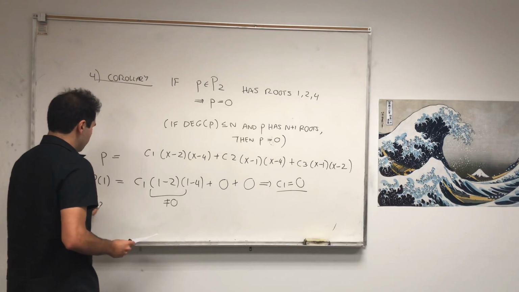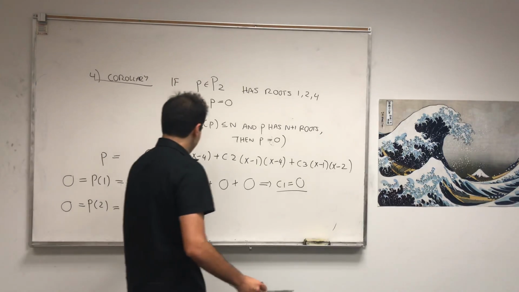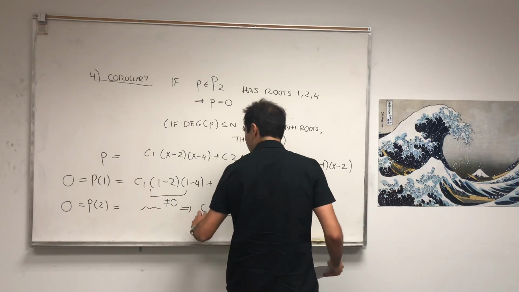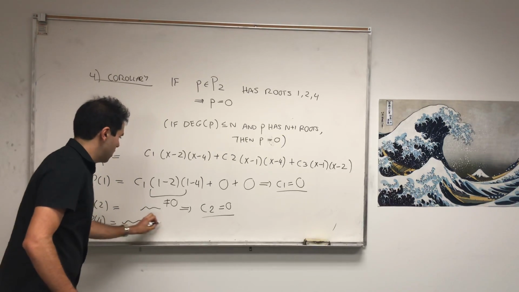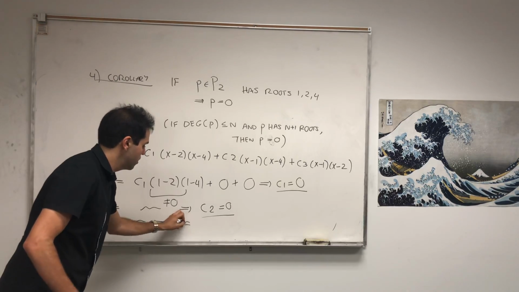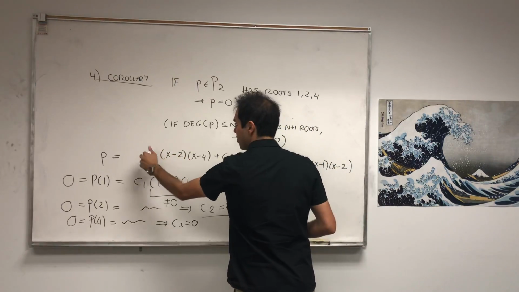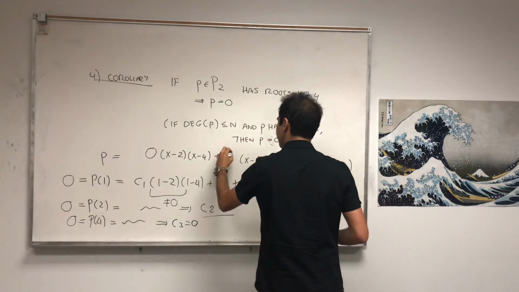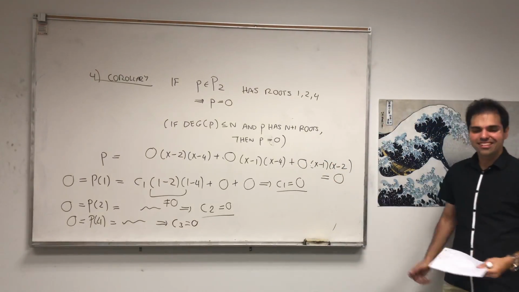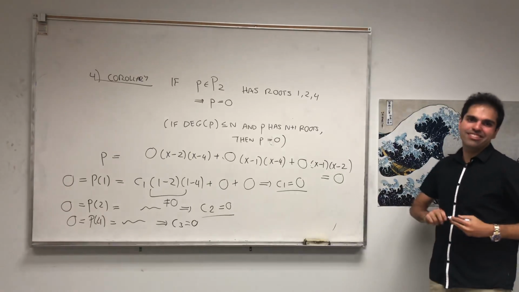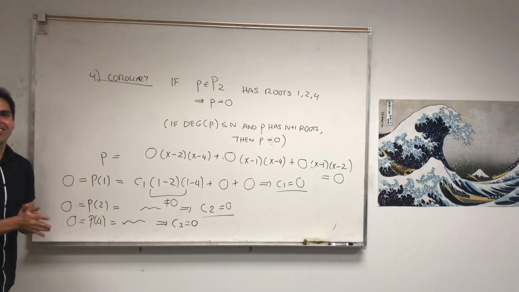And you can do the same thing. P of 2 is 0, and this has some form with C2, and then you get C2 is 0, and lastly with P of 4, you get C3 is 0. So what does that tell you? P is 0 times this, plus 0 times this, plus 0 times this. And that's just the 0 polynomial. So how cool is that? Now we can sort of sleep in peace. So that's good. All right, I hope you like this Lagrange extravaganza.